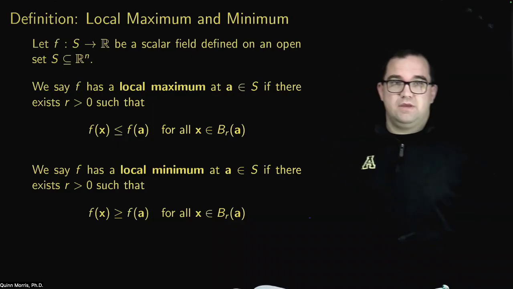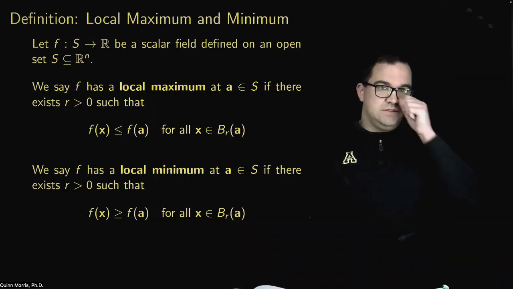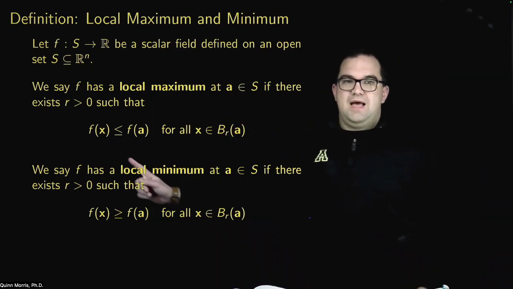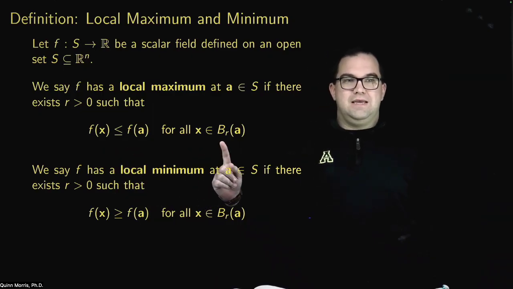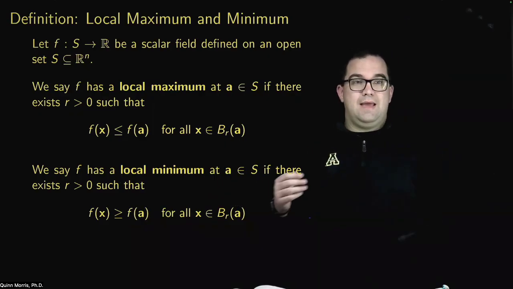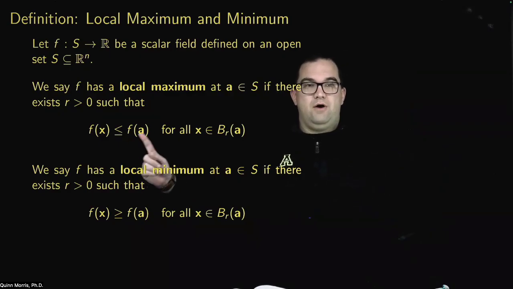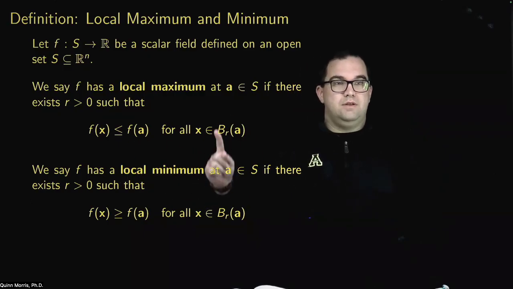So if f is a scalar field defined on some open set S in R^n, then we say that f has a local maximum at a if there exists some r greater than 0 such that f(x) is less than or equal to f(a) for all x in the ball of radius r around a. So said another way, f(a) is the largest value that the function f takes on this neighborhood of a.